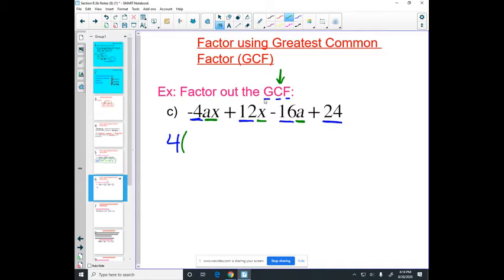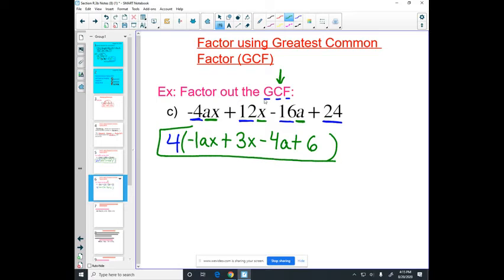This one we said, though, we could divide by 4, so that's what I'm going to do. -4 divided by 4 is -1. Then I have to leave the a and the x because I didn't pull those out. So I leave them. 12 divided by 4 is 3, and leaving that x there as well. -16 divided by 4 is -4, leaving the a. And 24 divided by 4 is 6. And that is our simplified polynomial expression.